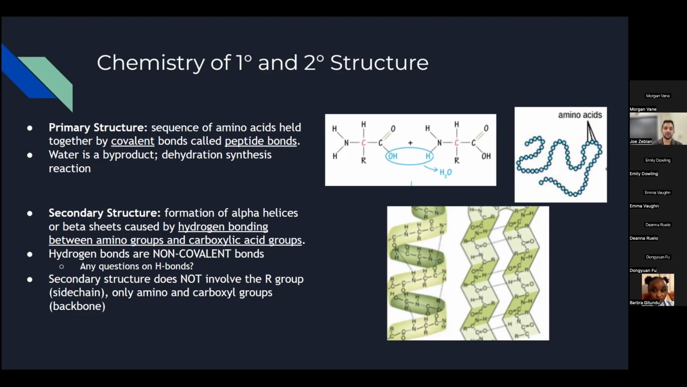Yeah, absolutely. So a hydrogen bond can only occur if you have a hydrogen bonded to an oxygen, hydrogen bonded to a nitrogen, or hydrogen bonded to a fluorine, which you will see less often, but it is true.